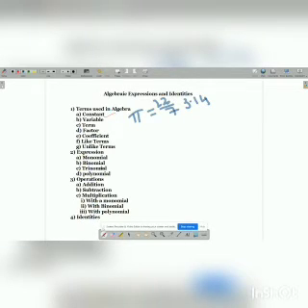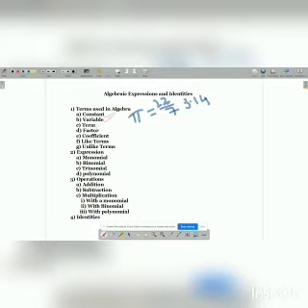And the second one is a variable. The quantity whose value can be changed. And these variables are also called literals. Literals are nothing but all your English alphabets which are in lowercase. They are called literals.